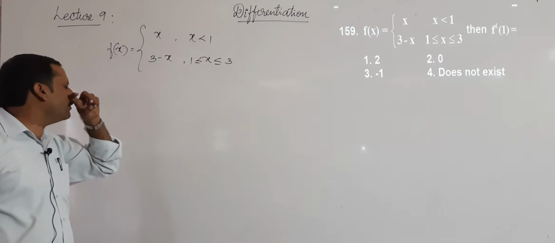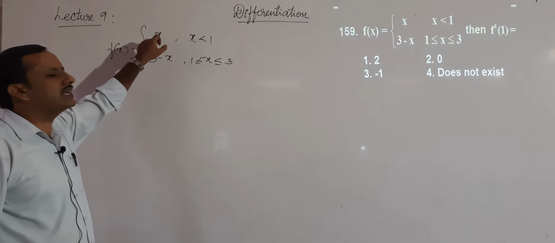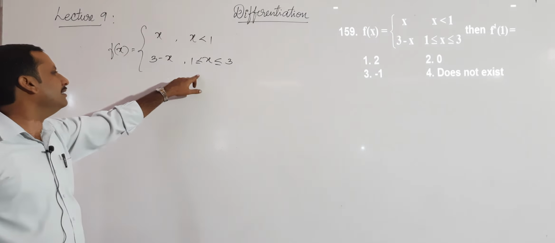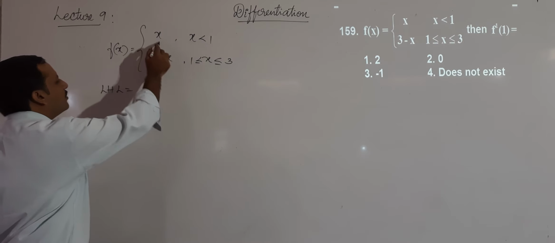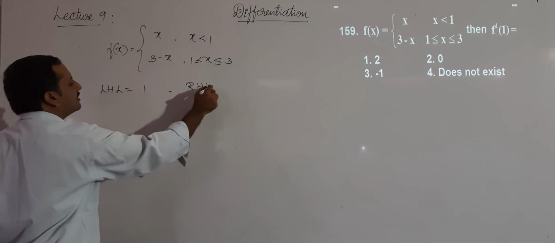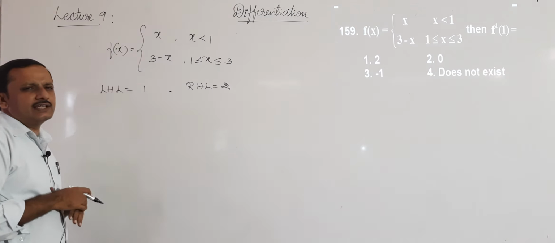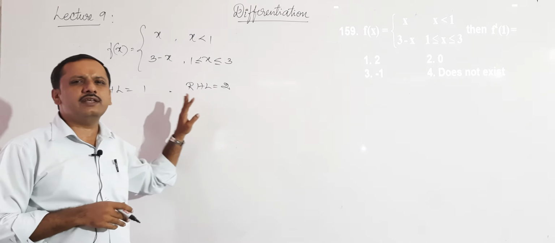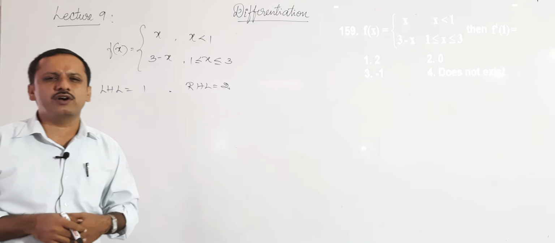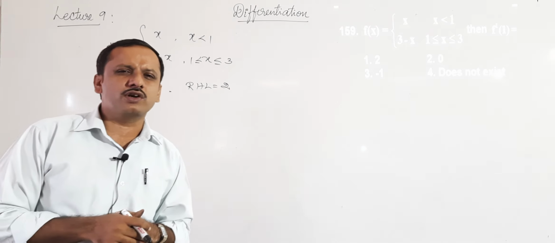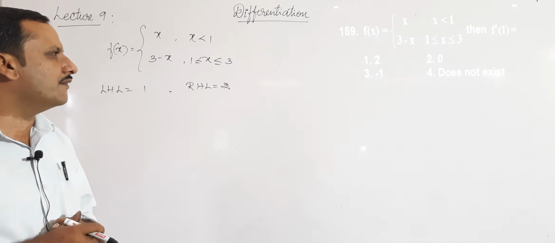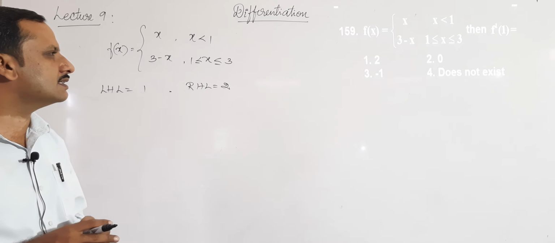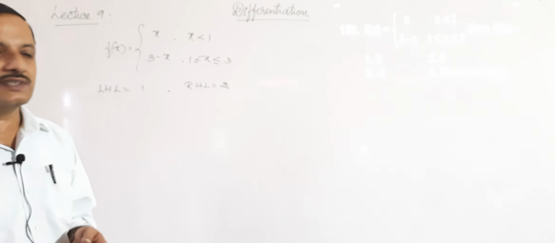Okay, to test the continuity, what to do? For left hand limit, put x equal to 1 here. For right hand limit, put x equal to 1 here. So left hand limit is equal to 1. Right hand limit is equal to 3 minus 1, that is 2. Left hand limit is 1, right hand limit is 2. Function is not continuous. If the function is not continuous, then it cannot be differentiable. So f dash of 1 does not exist. Fourth option is the right answer.